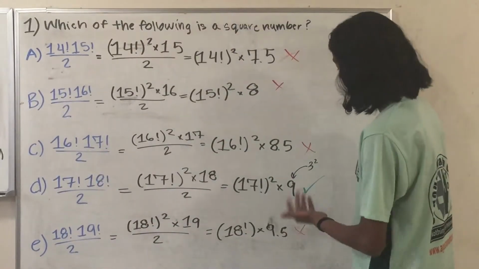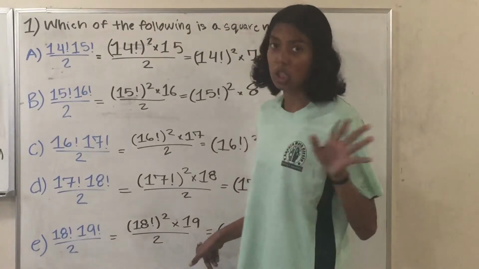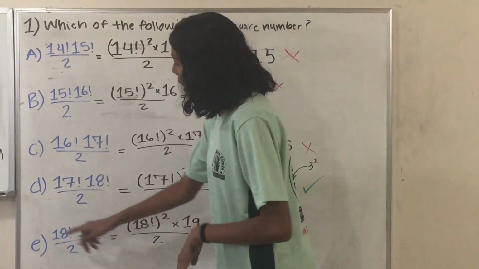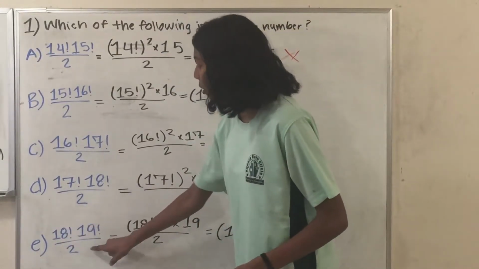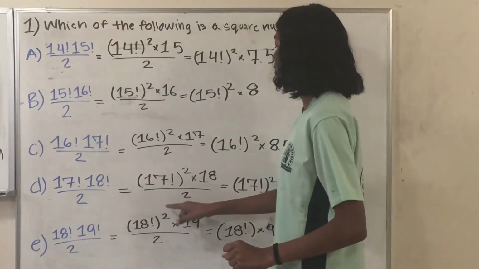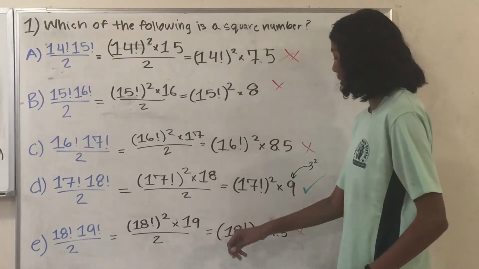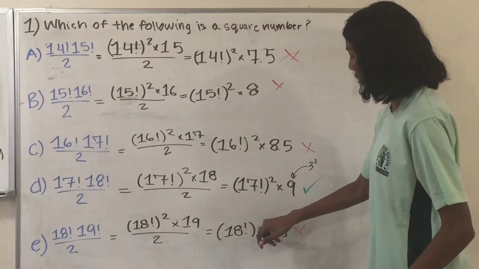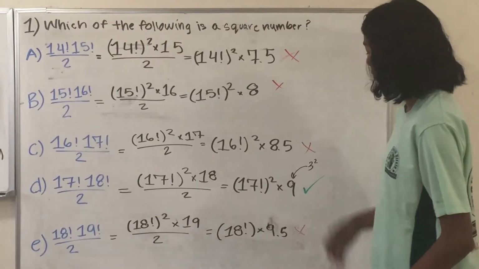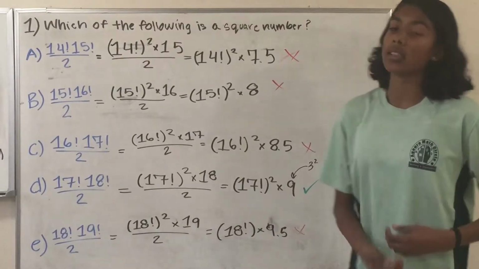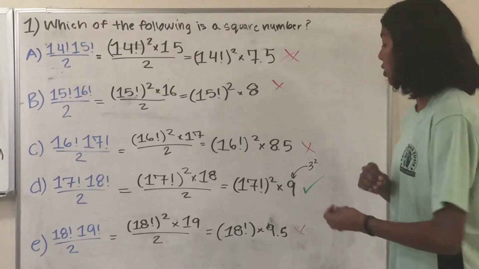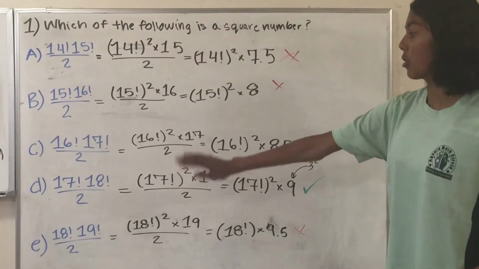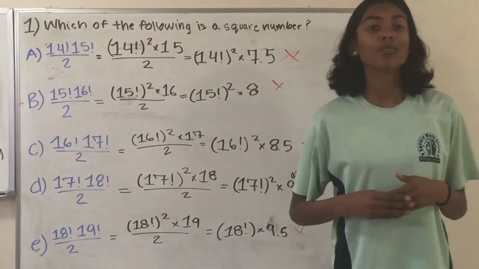Anyways, let's just go on, try this one just to be sure, because you always want to be sure. 18 factorial times 19 factorial over 2 gets rewritten as 18 factorial squared times 19 over 2, which gives us 18 factorial squared, I forgot to write 2, times 9.5, and 9.5 isn't a square, therefore our answer is D, 17 factorial times 18 factorial over 2.